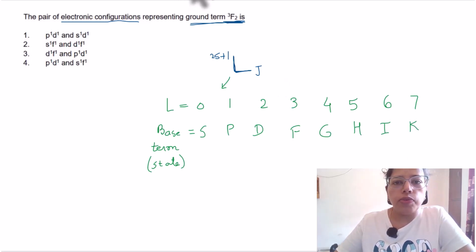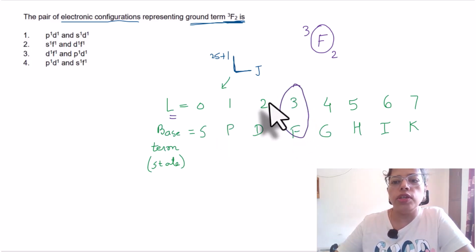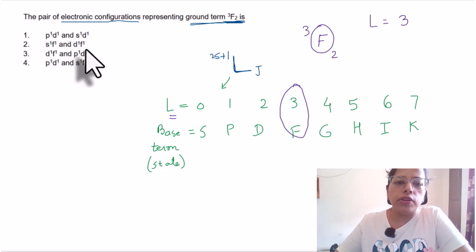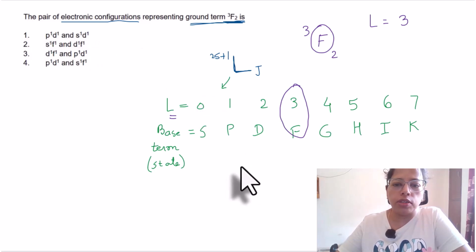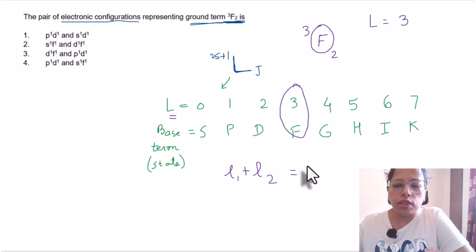Now, accordingly, we have been given the ground state term, which is 3F2. So F term belongs to which L value? F term belongs to L value of 3. So very well we can understand the L value is equal to 3. Now if L value is equal to 3 and we have been given a pair of electronic configurations, like P1 D1, S1 D1, since we have a pair of electronic configurations, we have to understand that it's a combined value. So L1 plus L2, we have two configurations in each pair, so we have L1 plus L2 is equal to L.